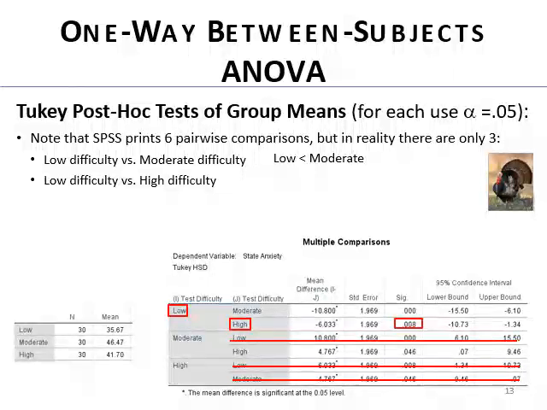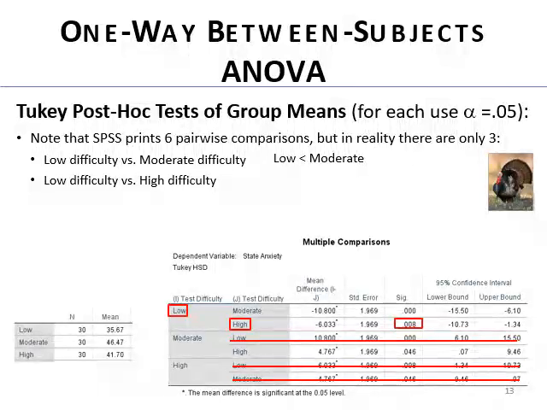Is that less than 0.05? Yeah, right? So 0.008 is 8 times out of 1,000. That's less than 5 times out of 100. Or just simply 0.008 is less than 0.05. So those who took the low difficulty test differed from those who took the high difficulty test in their anxiety. What would you tell grandma? That's not enough. They just differed.